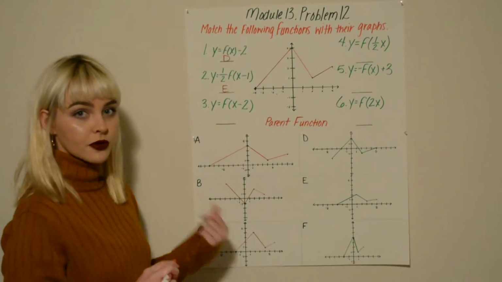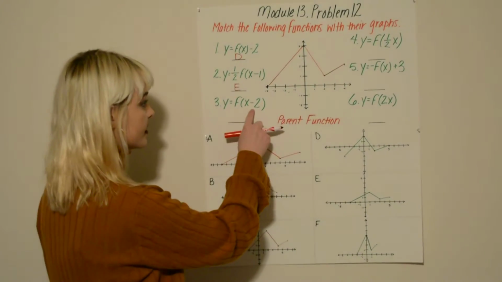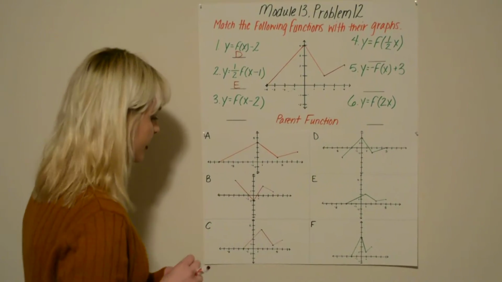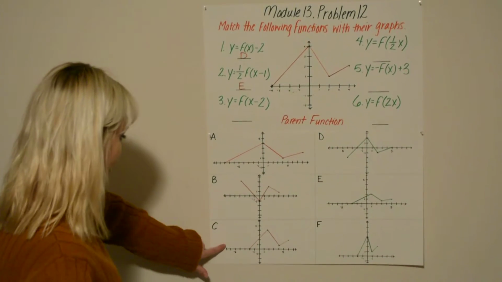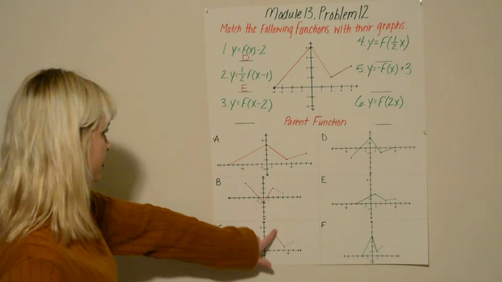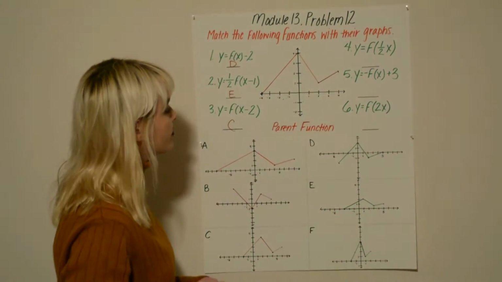For number 3, the negative 2 is inside the parentheses again, so that means it's shifting left or right, and again it's negative, so it's shifting right 2. And the graph that fits that best is C. See, it shifts to the right, so we have C.